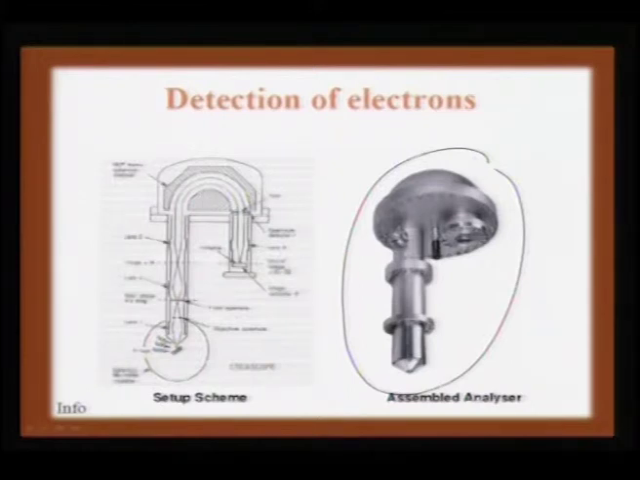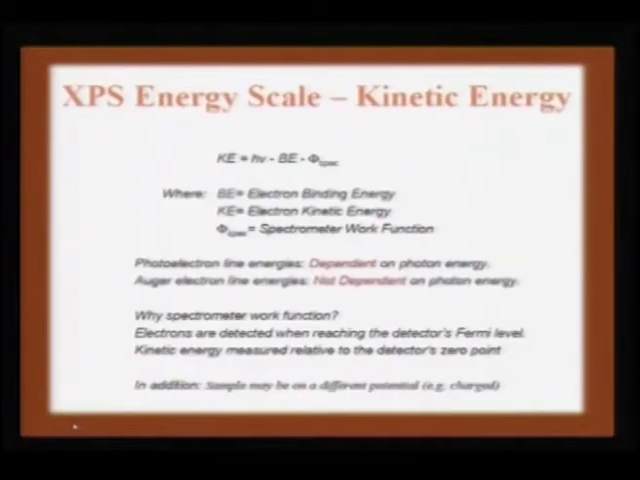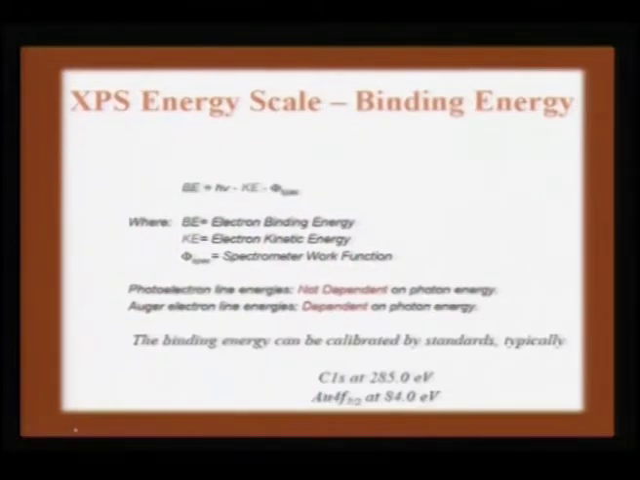So, you would have the sample fitted here, and then it will go through the detector and the photoelectron will be mapped. So, this is a cartoon that tells how simple or how intricate the assembly is made. Now, when we talk about the XPS energy scale, there are two things that we need to understand. One is the XPS energy with respect to kinetic energy and the XPS energy scale with respect to binding energy.